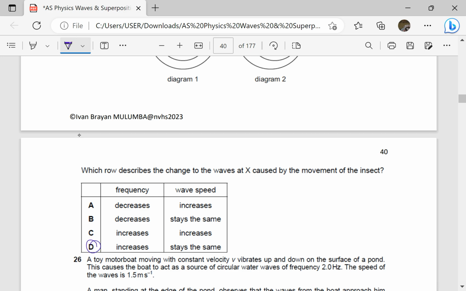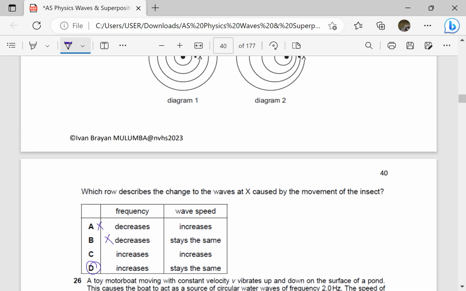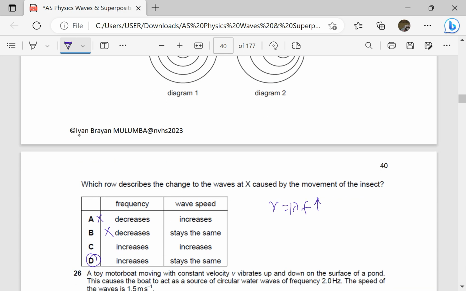The frequency decreases, not at all. The frequency increases, but the wave speed cannot increase when the frequency increases. V is equal to lambda times f. The frequency has increased, but we are seeing from the diagram that the wavelength has decreased. That means the speed must stay the same.